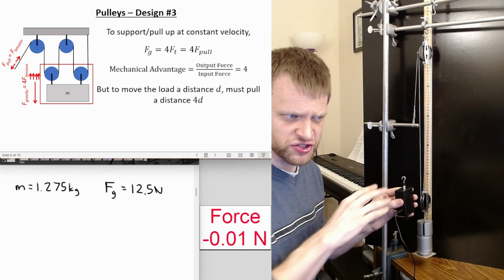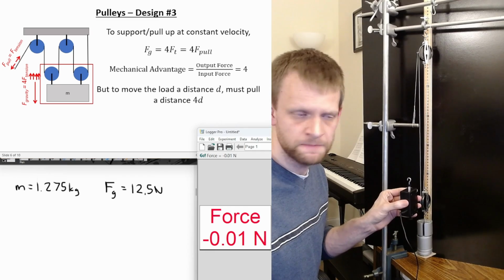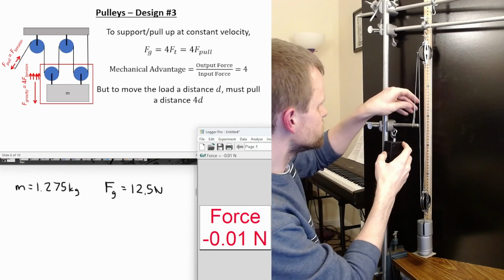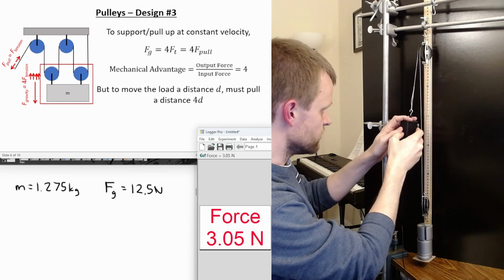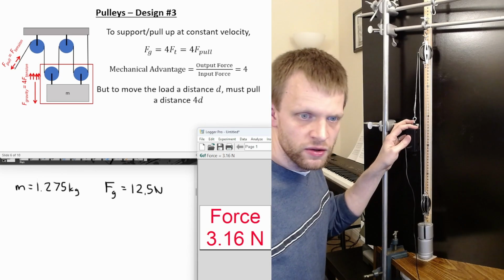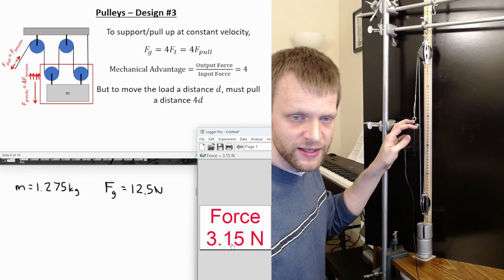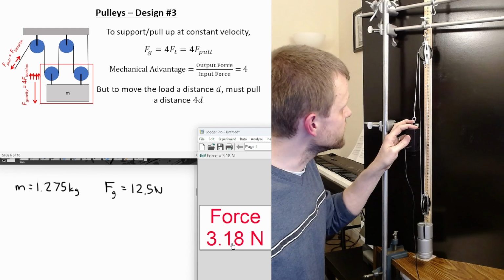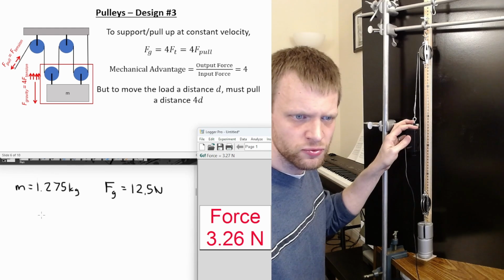Again, when I have this thing arranged vertically, the force should be around 0. Let me make sure I zero that again. And let's move this over so we can actually lift up this mass. Again, the force of the load, if I just hold that under there, the force of the load is 12.5 newtons. And again, it's going to vary a little bit with the frictional forces that are on here, but it looks like we're getting around 3.2 newtons, somewhere around there.